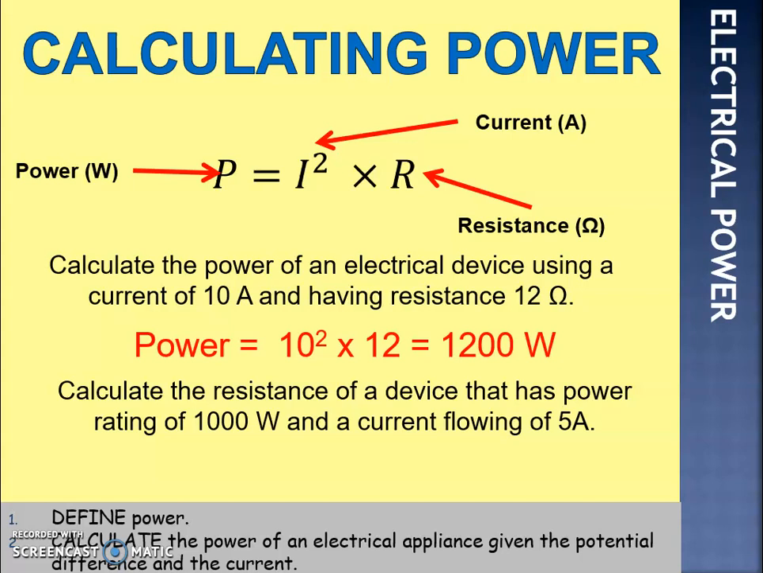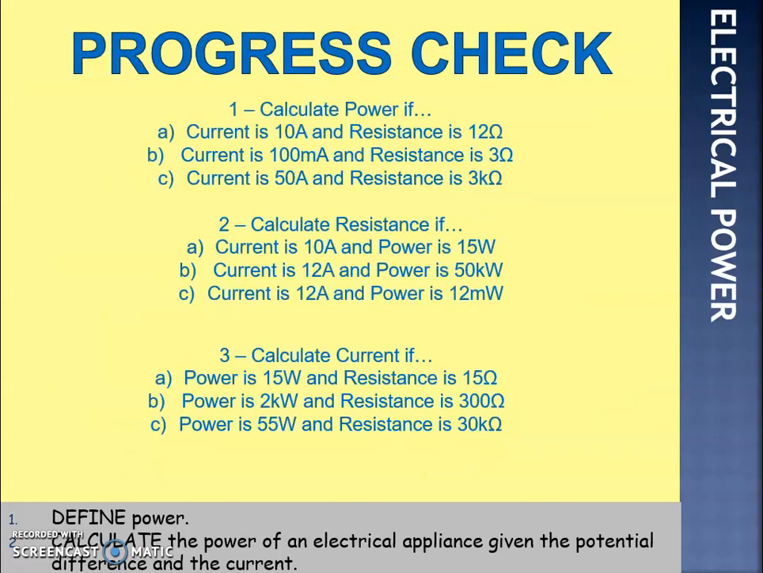So if P equals I squared R, you need to move I squared onto the other side. P over I squared equals R. So I squared is 5 squared. That would be 25. 1,000 divided by 25 gives us 40 ohms. Okay, so a load of questions there on that. Pause the video whilst you attempt those 9 questions. Restart when you'd like the answers.